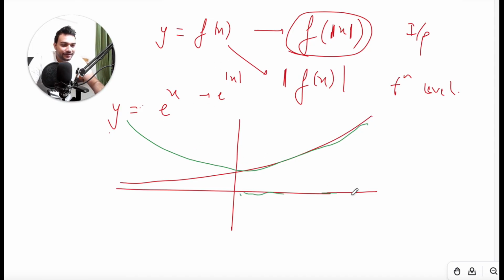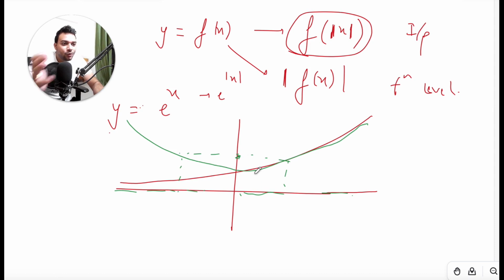Whatever's happening here, the same values will come here, because for x equal to negative 2, earlier it was giving e raised to negative 2. Now it's giving e raised to positive 2 only. So it's acting like a quadratic curve now. For every pair of positive and negative x, there would be a single value of y. This value belongs to both.